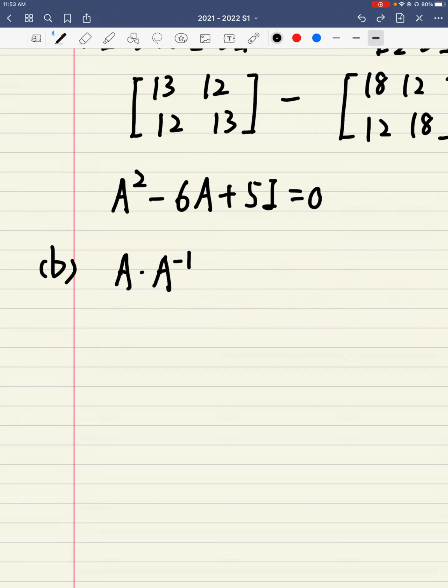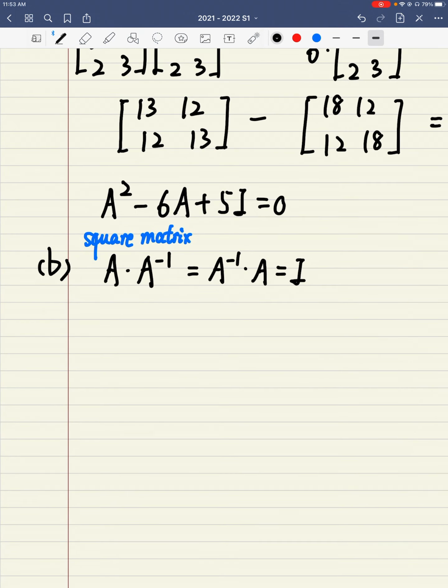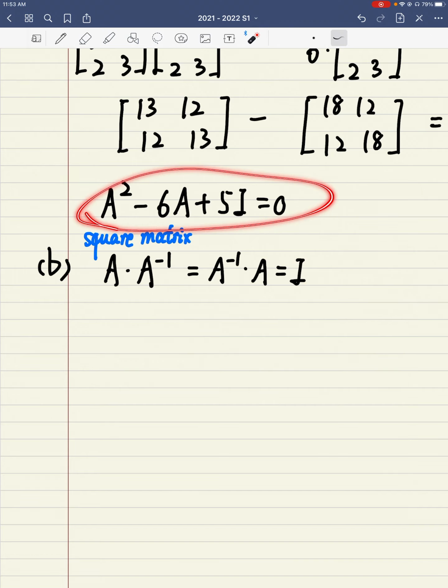First thing first, A needs to be a square matrix. Then we can talk about A inverse. Then A times A inverse is equal to A inverse times A is equal to I. That is the A inverse. So what do you mean by use the definition? It just means this is the definition of the inverse matrix. So can you find A inverse from this equation?